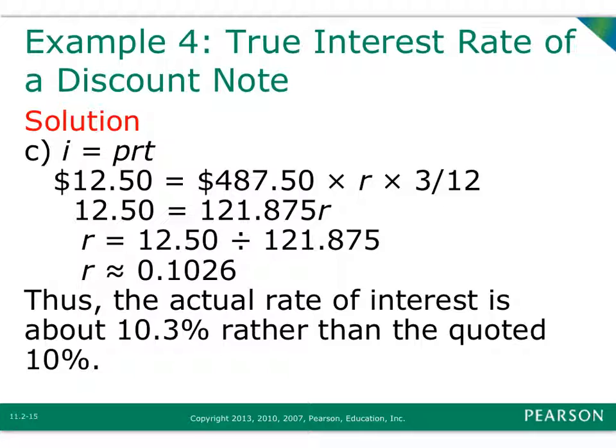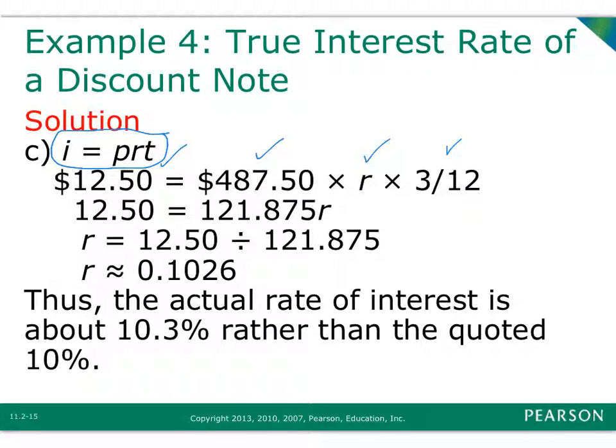The question in part C is, what's the true interest rate of the discount note that Sigrid is paying? In this case, we're still using the formula I is equal to PRT, but now P has changed and I is just $12.50. P is the amount that Sigrid actually got, R is what we're trying to find, and the time period for the discount note is 3 months out of 12 months of the year.